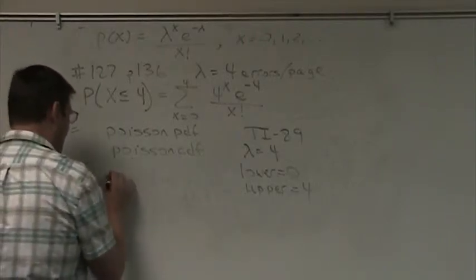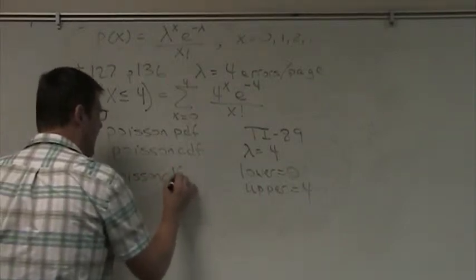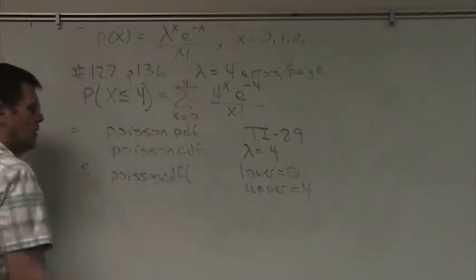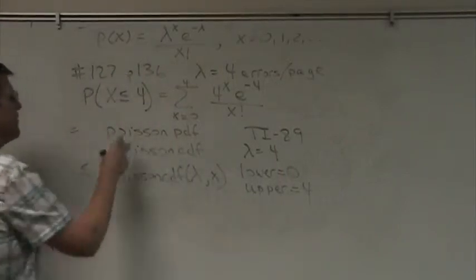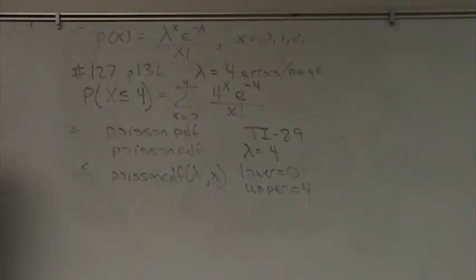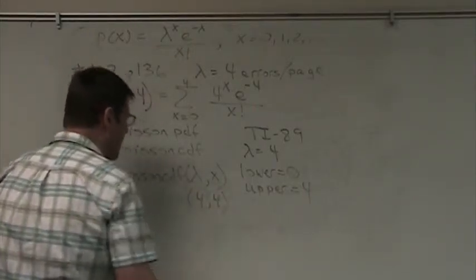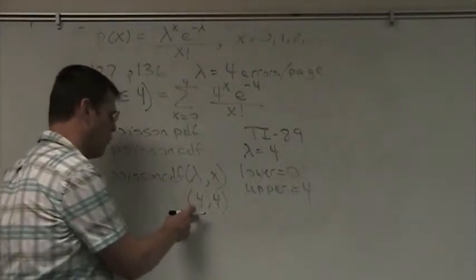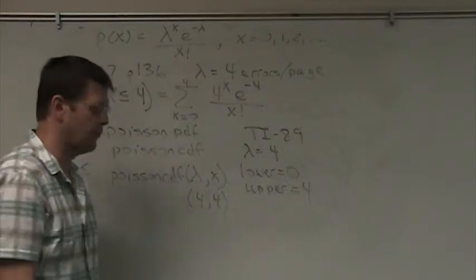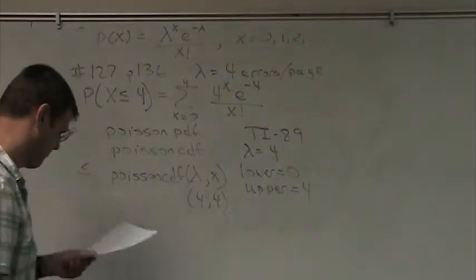So what you're going to have is Poisson CDF, and you enter first the value of lambda and then the value of x in the less than or equal to case. So for this situation, you would enter 4, 4. If we were looking for the probability of 6 or fewer errors on a page, it would be 4, 6. And for those of you with the 89, it would be 0 and 6.